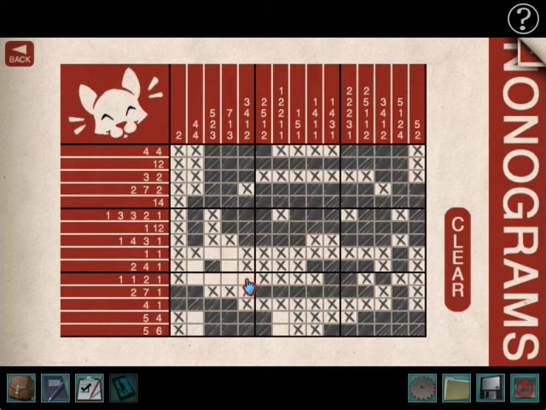So the question is, how can we determine this? 1, 2, 2, 1, 1. We got that done. 3, 4... Oh, here we go. We can put the 1 there, which means that we have to X that out.